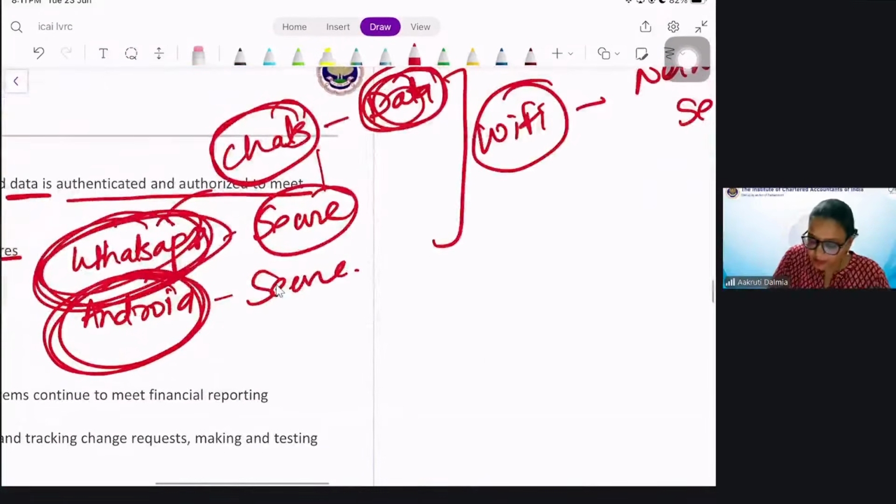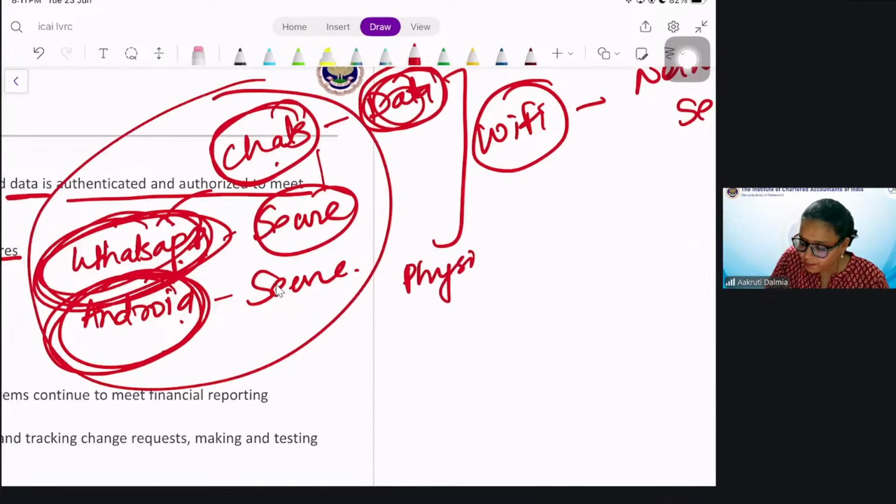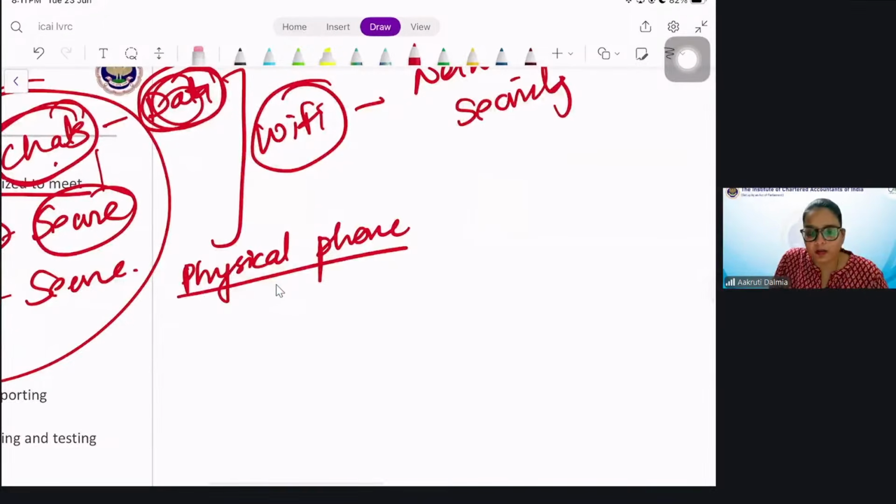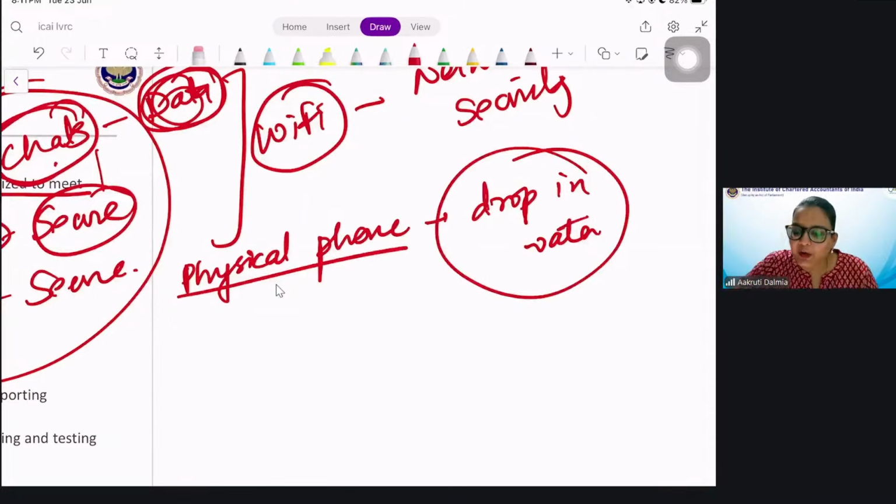And what is physical security? It means that my chats are there, my WhatsApp is there, my Android is there. This is operating system, this is application. But where am I using all this? On my physical phone, yes or no? On my physical phone. So if I drop this in water, which kind of security do I need then? Physical security. IP rating अच्छी होगी मेरे phone की. If the IP rating is good, will water damage it? No. So that is physical security.